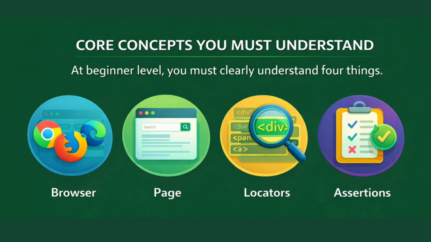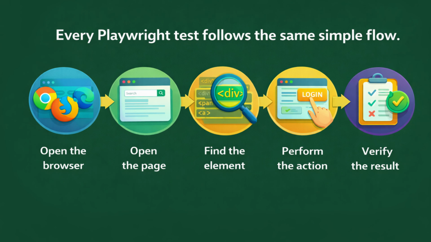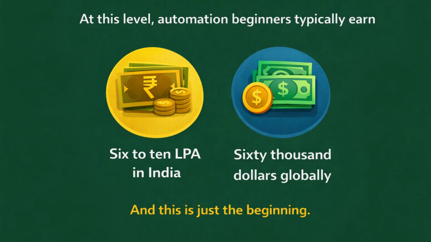You must clearly understand only four things: browser, page, locators, assertions. Every Playwright test follows the same simple flow. Open the browser, open the page, find the element, perform the action, verify the result. If this flow is clear in your mind, you've already crossed the hardest part of automation. At this stage, even beginner automation engineers earn 6 to 10 lakh rupees per annum in India, $60,000 plus globally. And this is just the starting point.